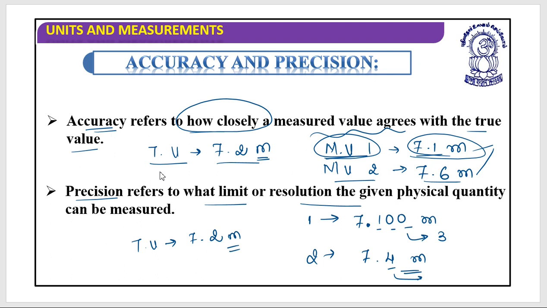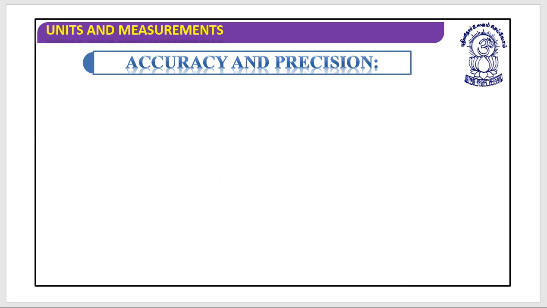So which would be the precise value for 7.2 meter? The number having more digits after the decimal point would be considered the more precise value. This has more digits after the decimal, so this would be more precise. Can you get it? Okay. Let's take one more example.